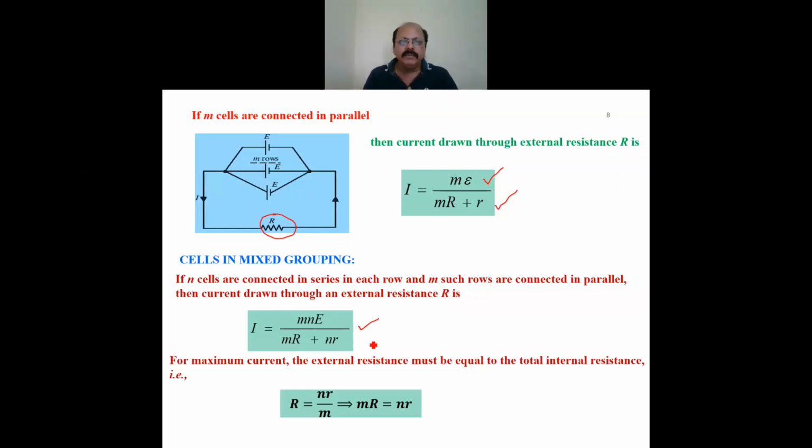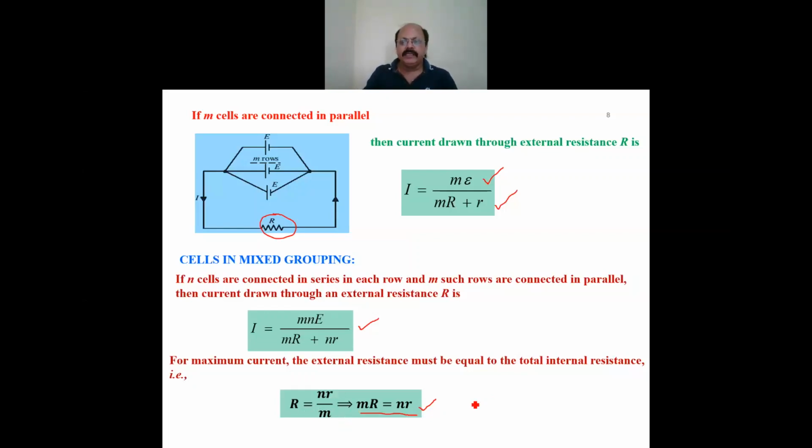Now for maximum current, the external resistance must be equal to the total internal resistance. So total external resistance is mR and total internal resistance is nr. When they are equal, then we will get the maximum current. So for maximum current, the condition is mR equal to nr. Remember this condition. So from here, the external resistance capital R equal to nr upon m.